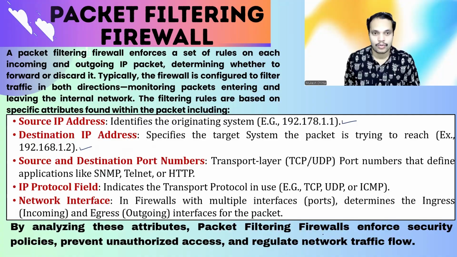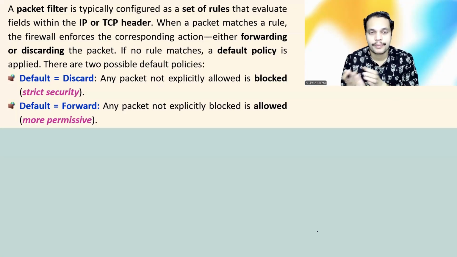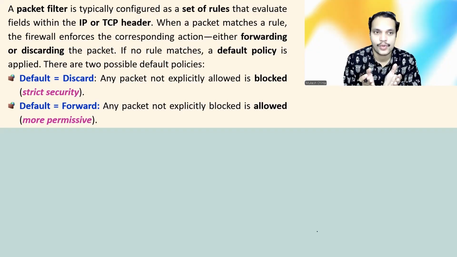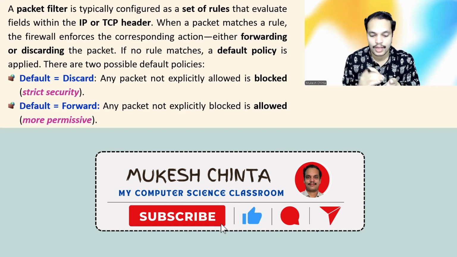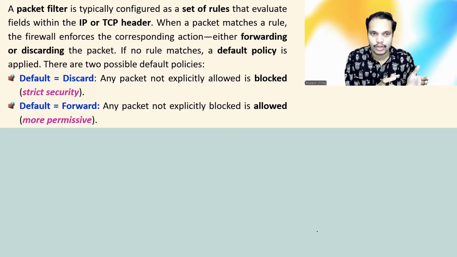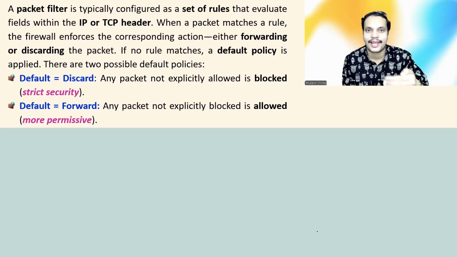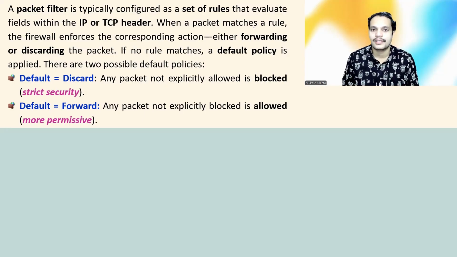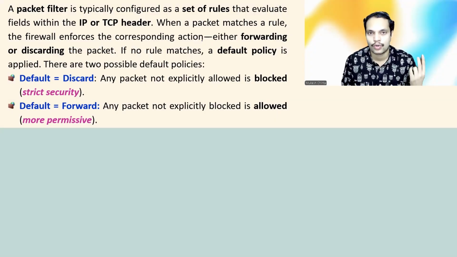Now, a packet filter is typically configured as a set of rules that evaluate fields within the IP or the TCP header. As I told you, once a firewall receives a packet, it will look into the header information. And we already mentioned a set of rules, what to follow and which packets to allow and which packets to discard. Based on those rules only, it will start analyzing the packets. So when a packet matches a rule, the firewall enforces the corresponding action. What do you mean by corresponding action? There are only two things, either to forward it or discard it.